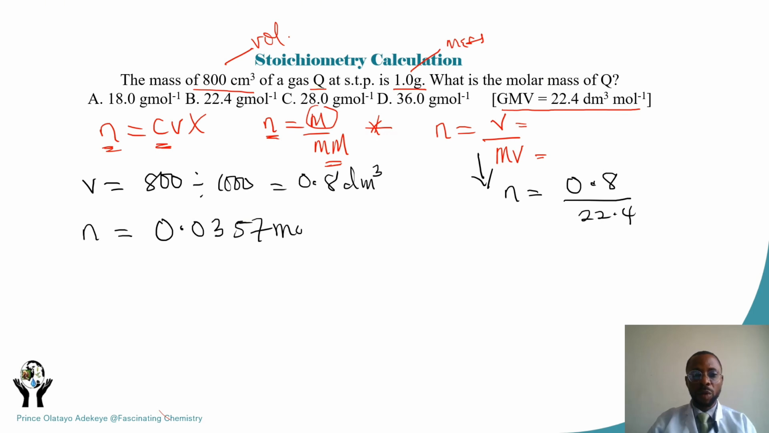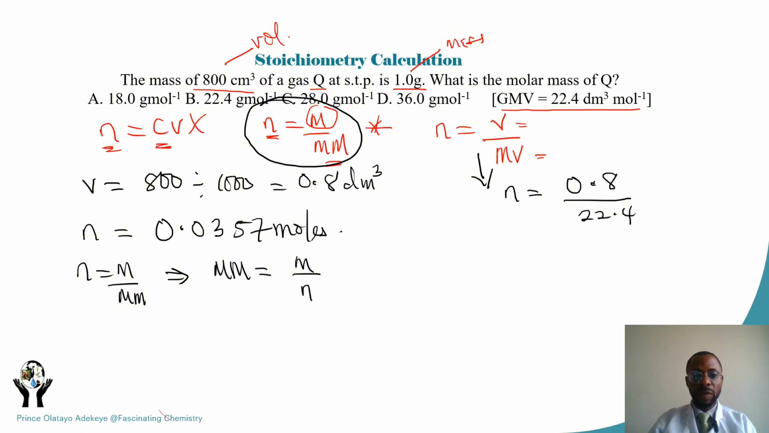0.0357 moles. So now that we have gotten the moles and we are looking for the molar mass, this expression now can be applicable. Looking for the molar mass, N equals mass over molar mass. So if we make the molar mass the subject of the formula and rewrite that expression, the molar mass will be equal to mass over N. And that will now give you the mass given to us, which is 1.0, over the N now, which is the amount, that will be 0.0357.